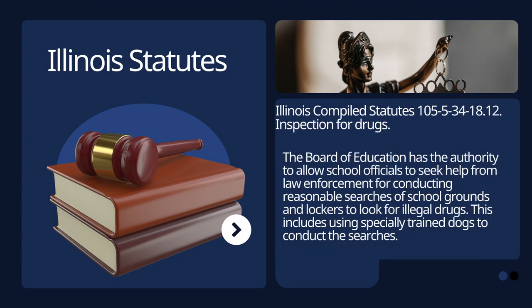Illinois Compiled Statutes 105 ILCS 5/34-18.12. Inspection for drugs. The Board of Education has the authority to allow school officials to seek help from law enforcement for conducting reasonable searches of school grounds and lockers to look for illegal drugs. This includes using specially trained dogs to conduct the searches.